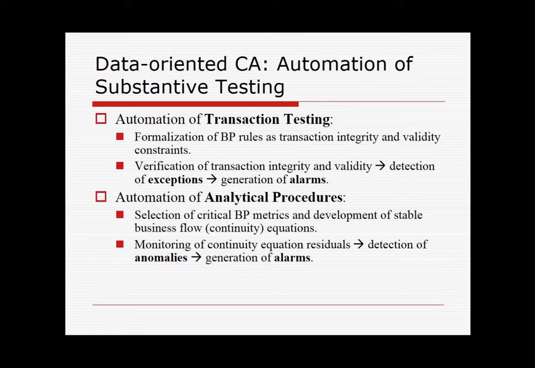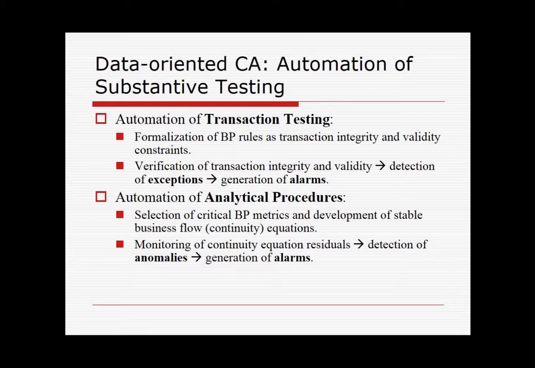Our procedure has to be data-oriented: transaction tests and analytical procedures. The technology label of data-oriented is a data warehouse. You don't need a data warehouse, but you can use it. Okay, data-oriented automation of substantive testing, automation of transaction testing, formalization of the business process rules as transaction validity constraints, verification of transaction integrity and validity.